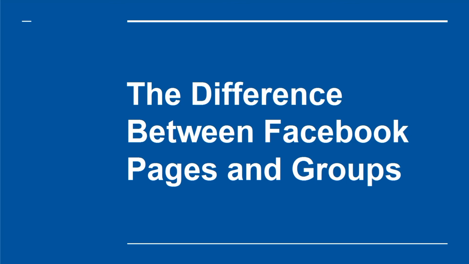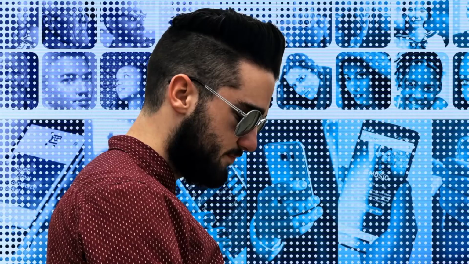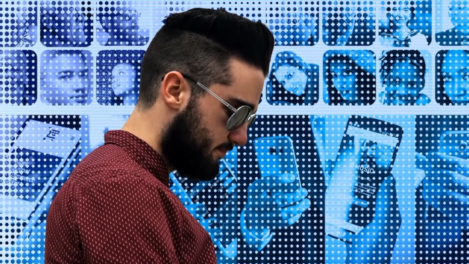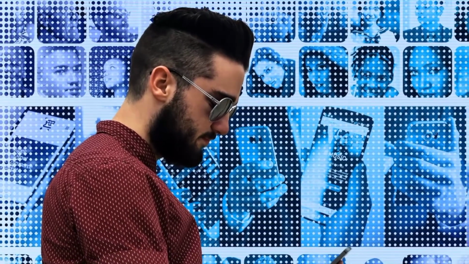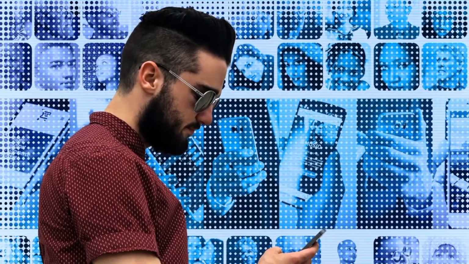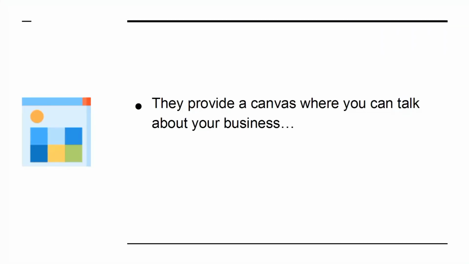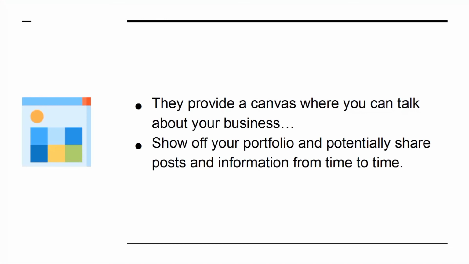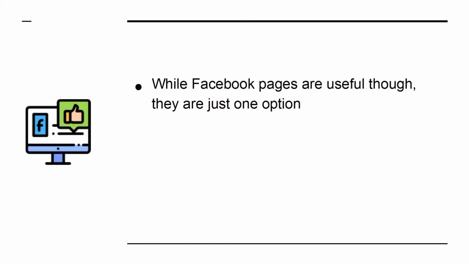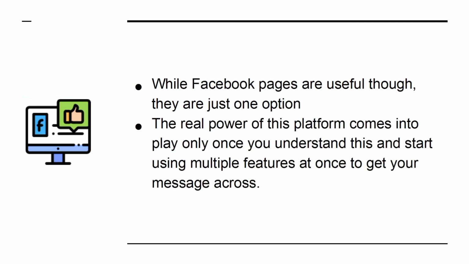The difference between Facebook pages and groups. When it comes to marketing on Facebook, most people are familiar with how Facebook pages work. Facebook pages provide a kind of shop window or a flyer for brands. They provide a canvas where you can talk about your business, show off your portfolio, and potentially share posts and information from time to time. While Facebook pages are useful though, they are just one option. And the real power of this platform comes into play only once you understand this and start using multiple features at once to get your message across.